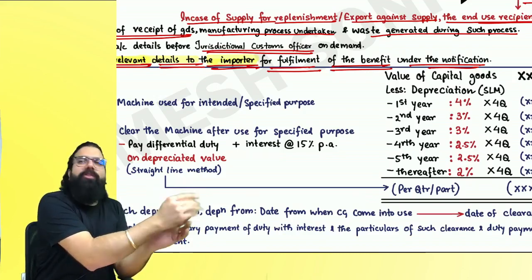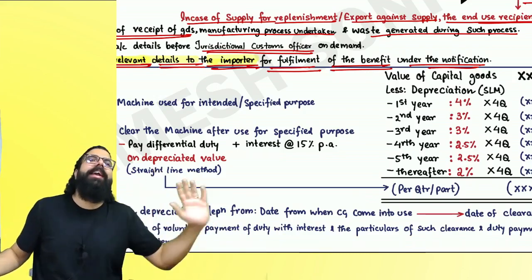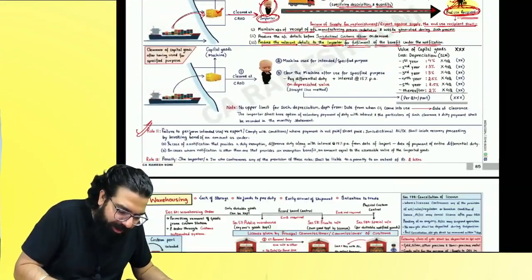He will not return the goods to me, but he should provide me the details: what did I do with your goods? Can I go ahead, everyone? Everyone over here now.